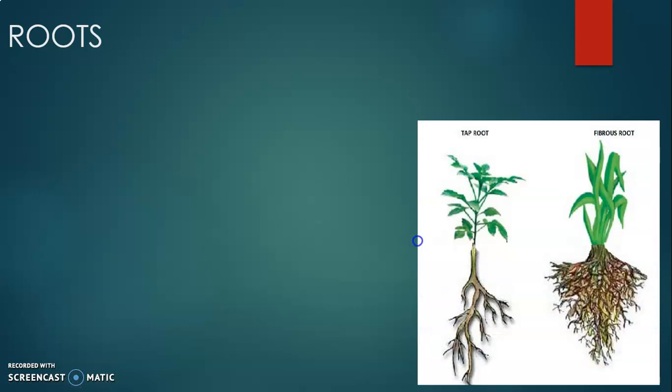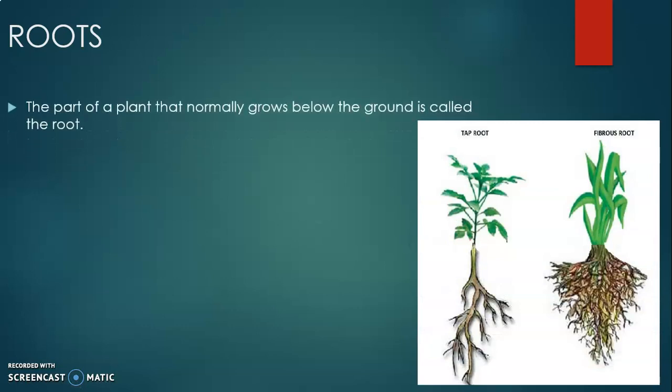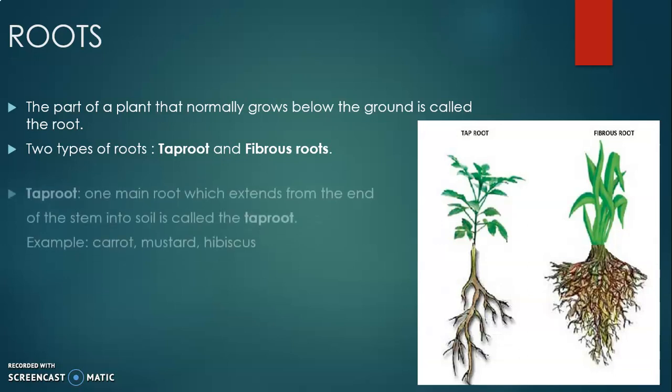So let's start with the roots. The part of a plant that normally grows below the ground is called the roots. So the part of the plant that is inside the ground, which grows below the ground, is known as the roots. And there are two types of roots. First one is taproot, and second one is fibrous roots.